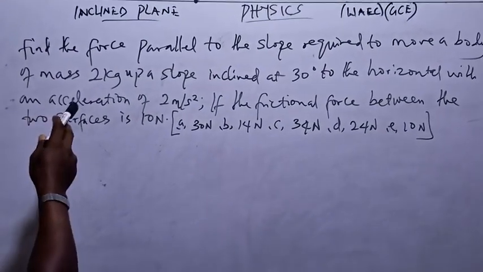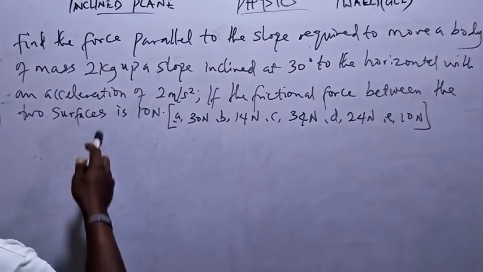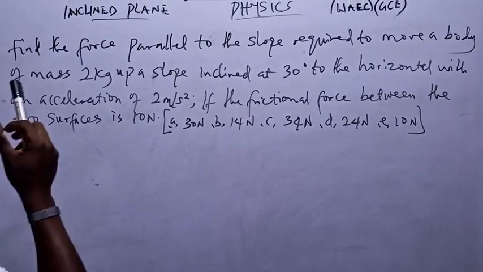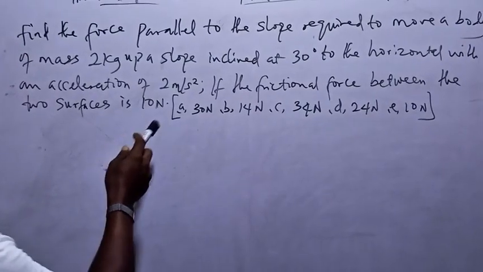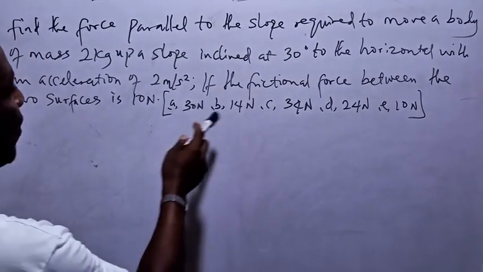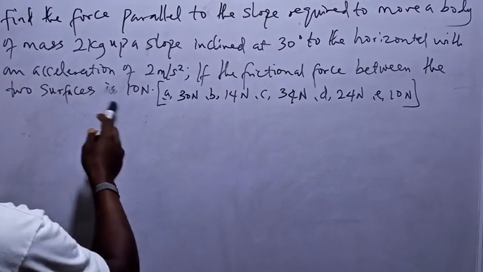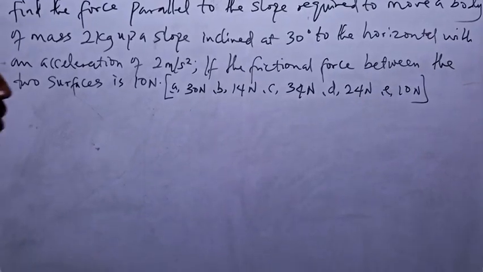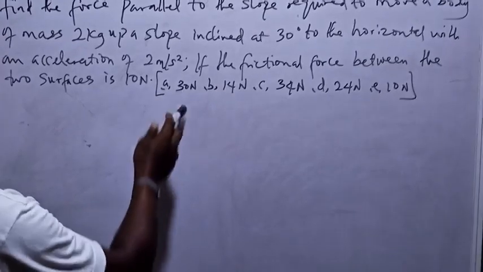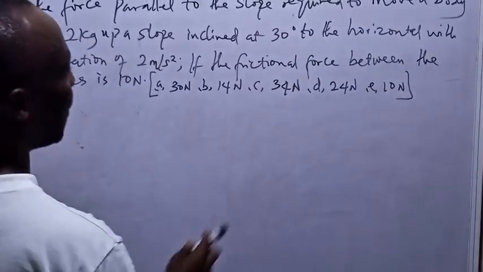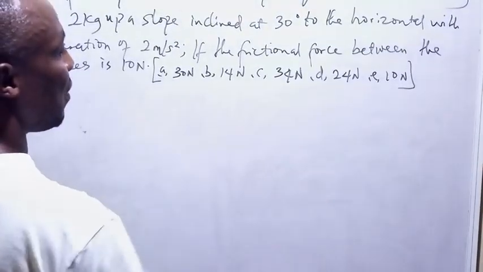Now we have this problem here. Find the force parallel to the slope required to move a body of mass 2 kg up a slope inclined at 30 degrees to the horizontal with an acceleration of 2 meters per second squared, if the frictional force between the two surfaces is 10 Newton. It's an objective question. What will be the answer? A, 30 Newton; B, 14 Newton; C, 34 Newton; D, 24 Newton; E, 10 Newton.